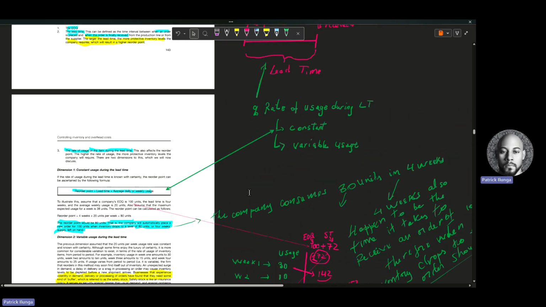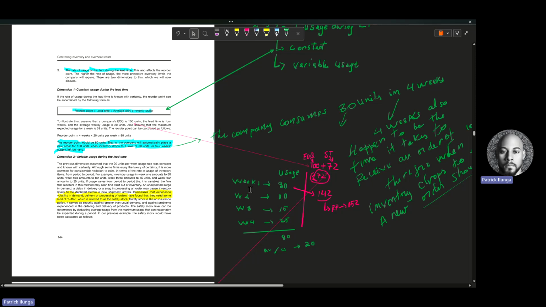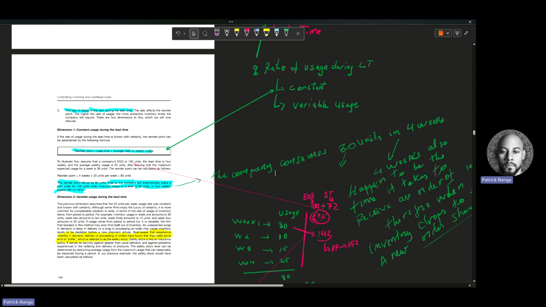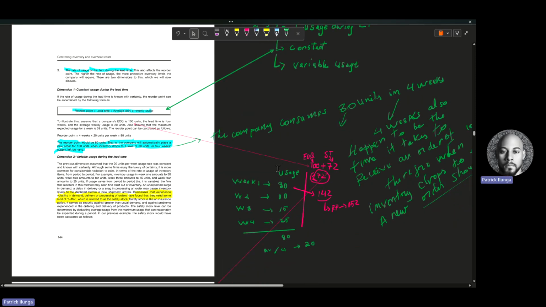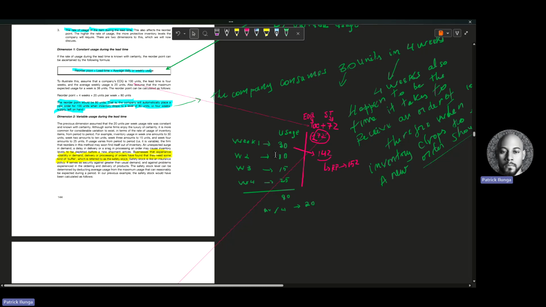But what if it's not constant, it is variable? What if the usage during the lead time is a variable usage, right? What if the usage fluctuates, goes up and down? That's the reason why we have a dimension two when we have a variable usage during the lead time. For example, in week one, we might be using 30 units. In week two, we might be using 10 units. In week three, we might be using 15 units. In week four, we might be using 25 units.